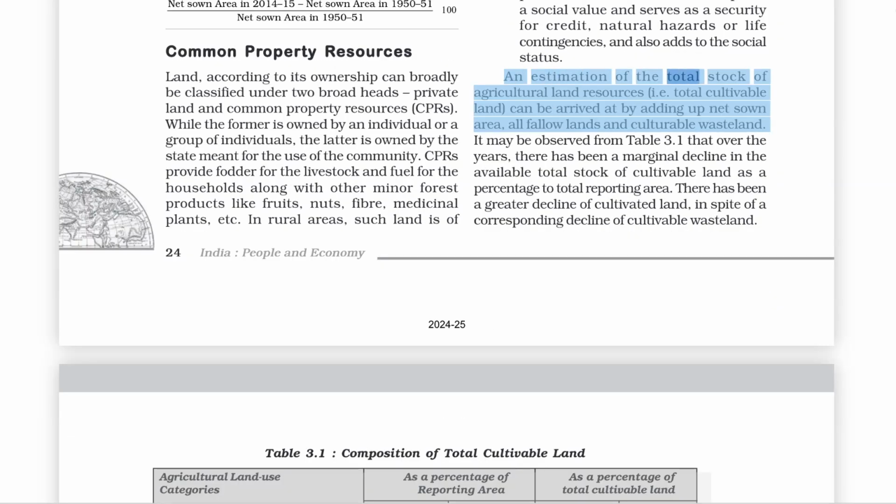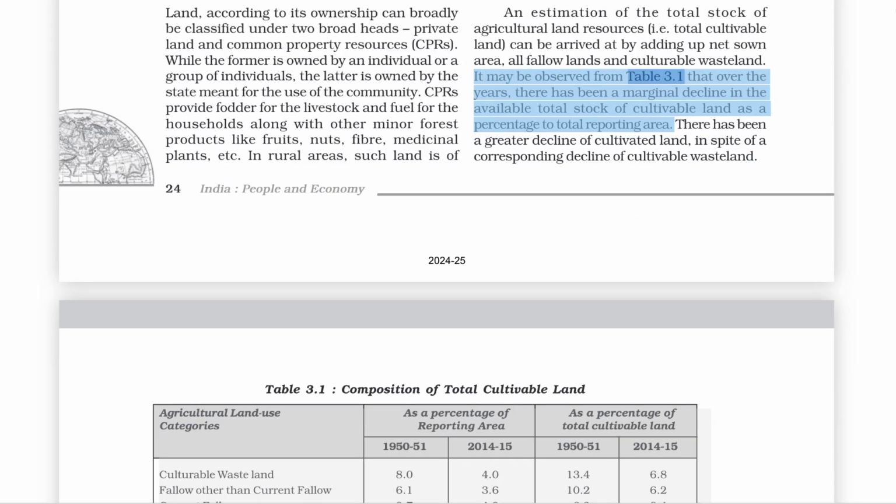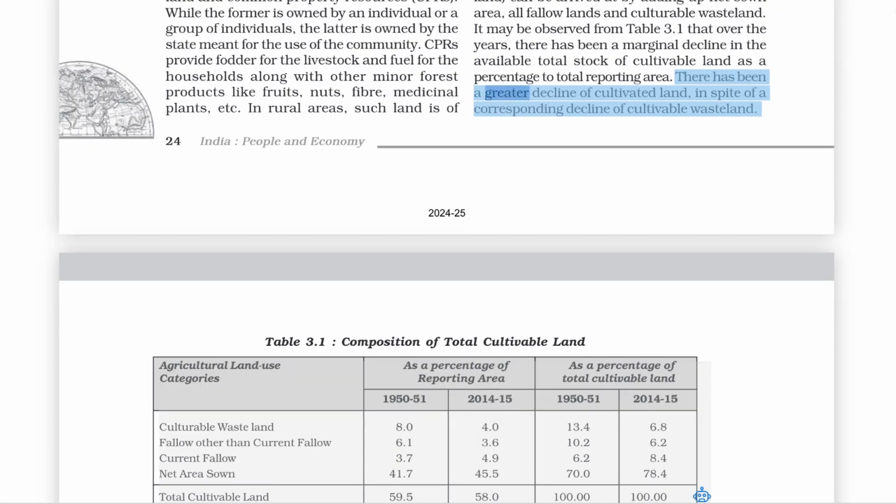An estimation of the total stock of agricultural land resources, i.e. total cultivable land, can be arrived at by adding up net sown area, all fallow lands, and cultivable wasteland. It may be observed from Table 3.1 that over the years, there has been a marginal decline in the available total stock of cultivable land as a percentage to total reporting area. There has been a greater decline of cultivated land, in spite of a corresponding decline of cultivable wasteland.